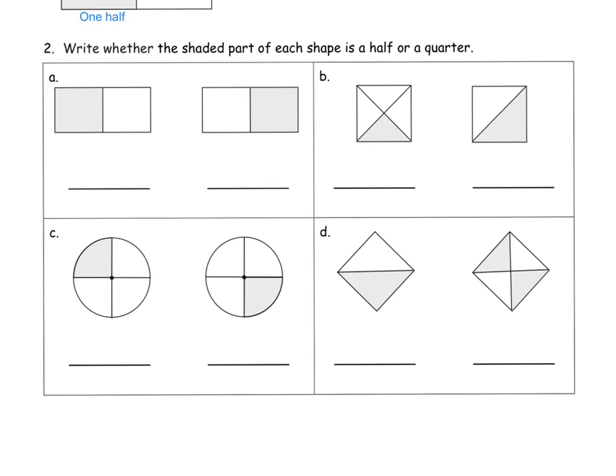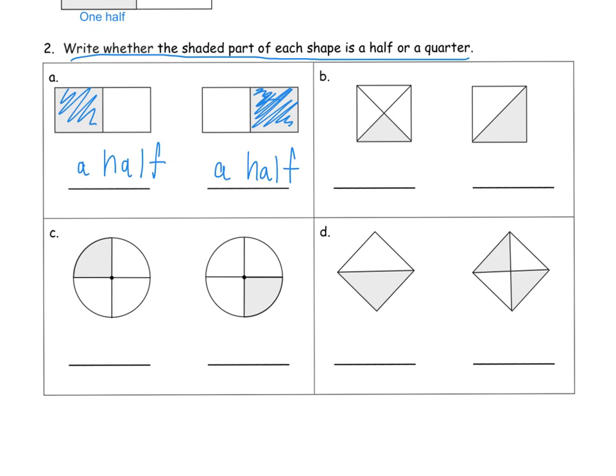We'll do 2 parts for this one, and we see the directions say, write whether the shaded part of each shape is a 1/2 or 1/4. And for the first one, I see that it's broken into 2 parts, and we have one of the 2 shaded. And when I know that one of the 2 is shaded, that's a 1/2. And if I look at the picture right next to it, it's more or less the same thing, except the first one's not shaded, the second one is. But it's still 1 out of 2. So that's a 1/2.